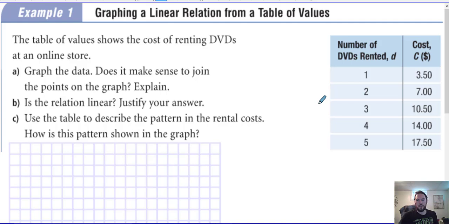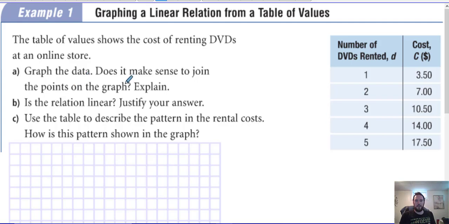All right, so let's actually take a look at an example of one of these things and see if we can go from beginning to end, okay? So here we go. We have DVD rentals, which these notes might be a little old at this point. I don't even know if you can rent DVDs anymore, but here we are. So we are told that the cost to rent a DVD is given in the following table. For one DVD, it's $3.50. For 2, it's $7. For 3, it's $10.50, and so on and so on.